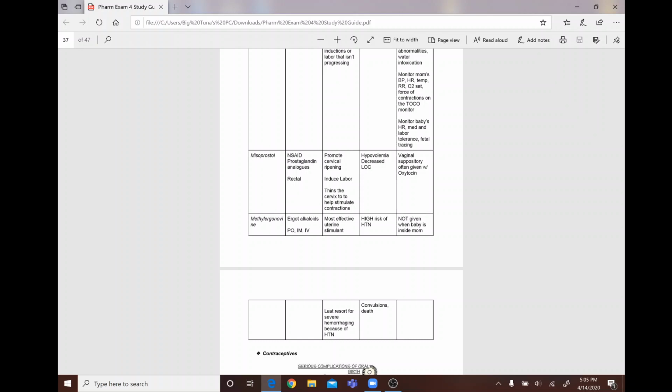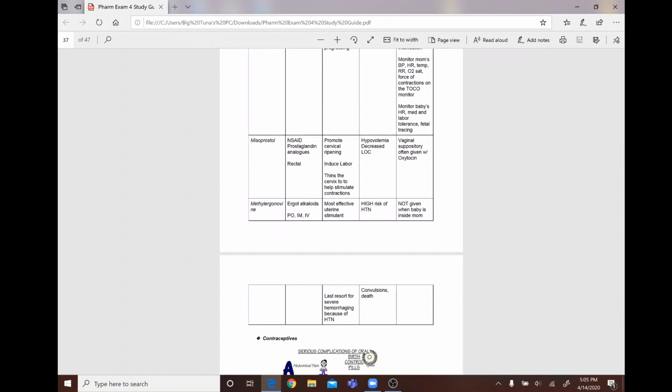All right, misoprostol is what type of drug class? NSAID prostaglandin analog. How do we administer misoprostol? Rectally. All right. What is the action of misoprostol? Promote cervical ripening, thins the cervix to help stimulate contractions. What is misoprostol used for? It's used to induce labor. What are the side and adverse effects of misoprostol? Hypovolemia and decreased LOC.